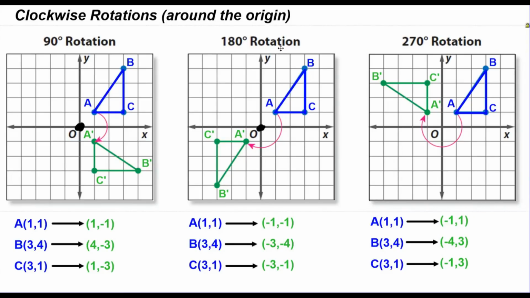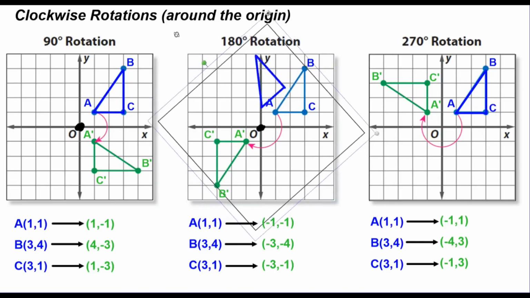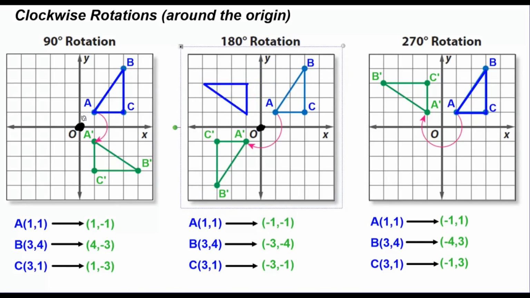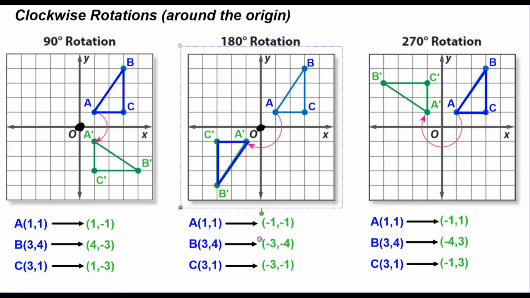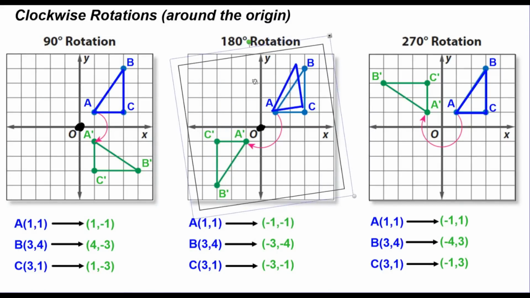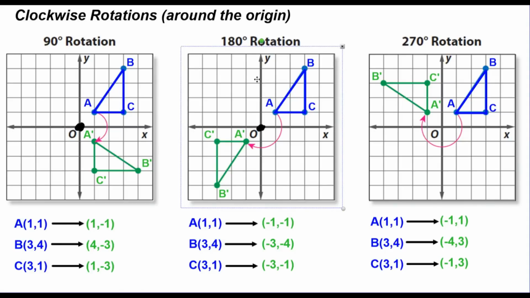And then with the 180-degree rotation clockwise, what would a 180-degree counterclockwise rotation look like? Well, if we go this way, 90 degrees, 180 degrees, it's the exact same thing. So a 180-degree rotation is the same, both clockwise and counterclockwise. You end up in the same place. So you only have to remember a 180-degree rotation. It doesn't matter if it's clockwise or counterclockwise.